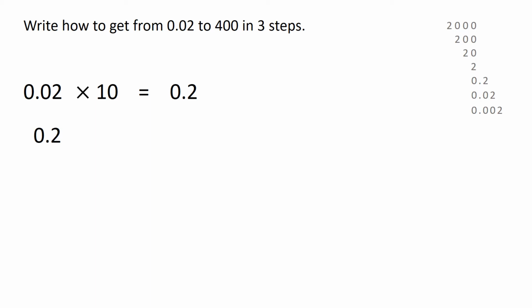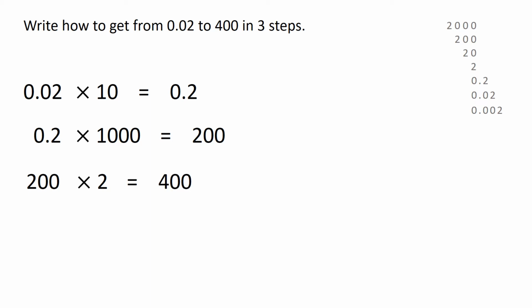Okay, right, so I'm now at 0.2. If I multiplied that by 1,000, we would go 3 steps up the chart, up to 200. Okay, so I'm now at 200. We can multiply by 2 to get to 400. So again, there are more efficient ways of doing that. For example, instead of multiplying by 10 and then immediately after multiplying by 1000, we could have done that in one step and multiplied it by 10,000.